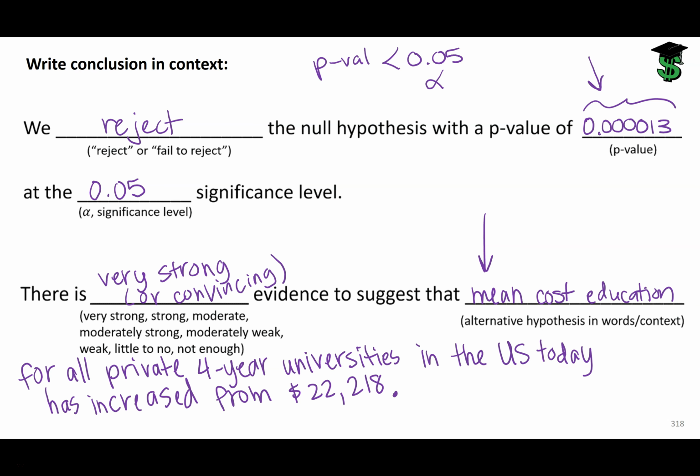So this is our example. It's a hypothesis test looking at a cost of private education. Hope it was useful.